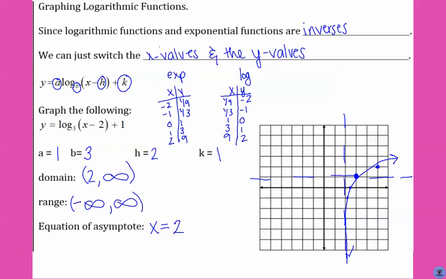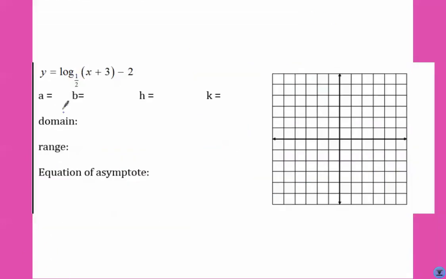So let's look at another example. Log base 1/2 of x plus 3 minus 2. Again, our a is 1. This time our base is 1/2. h would be negative 3, and k would be negative 2.